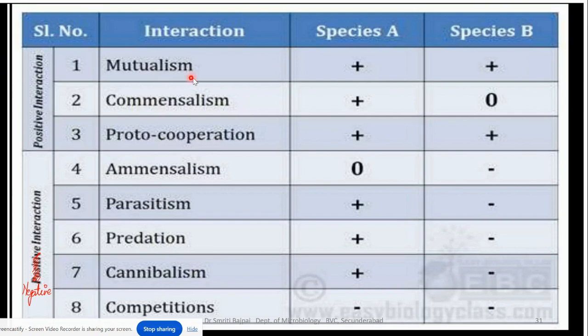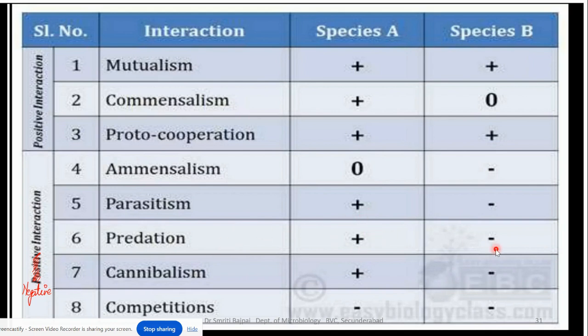Now we can summarize it here with the positive and the negative. In the positive interactions, in mutualism, if two species A and B are involved, both are benefited. In commensalism, one is benefited and the other is not affected. In proto-cooperation, both are positively affected. In amensalism, one is unaffected and the other is negatively affected. Then parasitism, where one is positive and the second is negative. Positive means beneficial and negative means harmful.